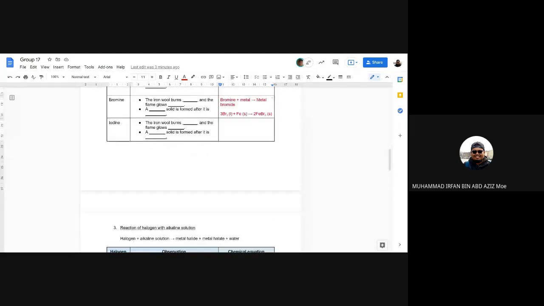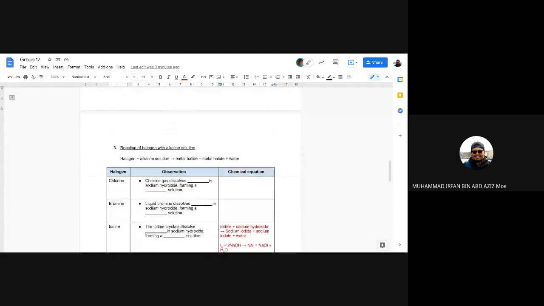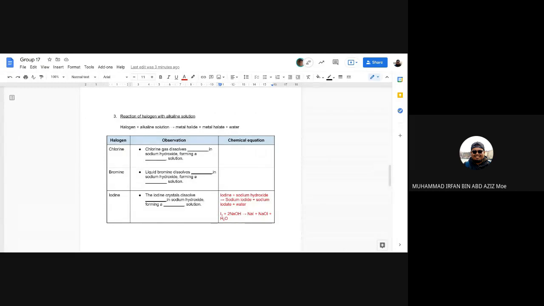Alkaline solution, okay. Sodium hydroxide. Mostly the easiest one is sodium hydroxide. But you can use potassium hydroxide, okay. Same, because it is alkaline.